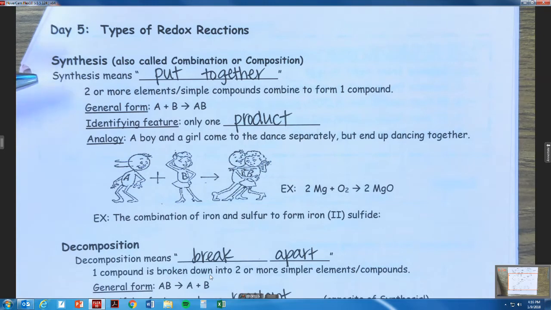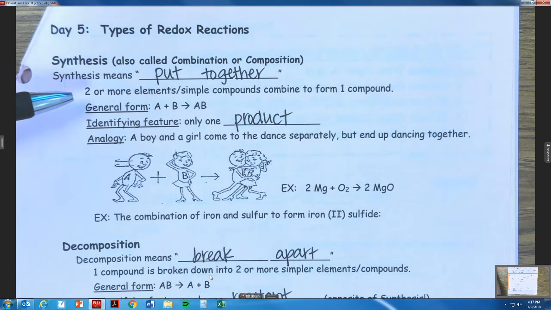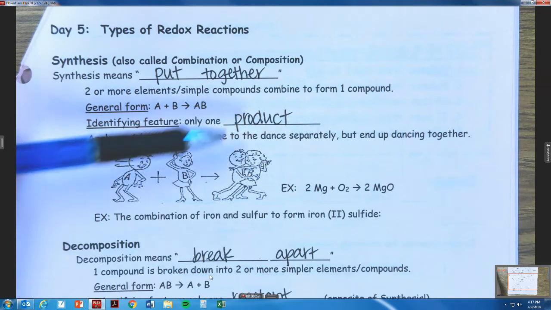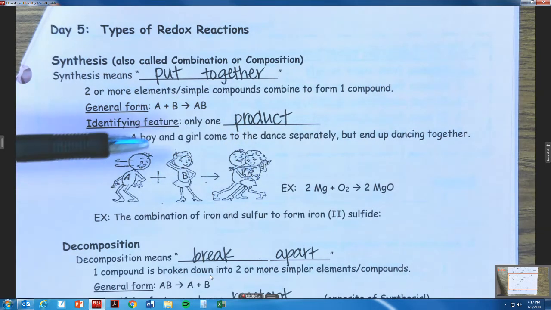So whenever you think of a synthesis reaction, you should always think of two or more elements or simple compounds that combine to form one compound. So your general form is going to be A plus B yields an AB compound. Your identifying feature for synthesis is that you only have one product, and that product is going to be your AB compound.